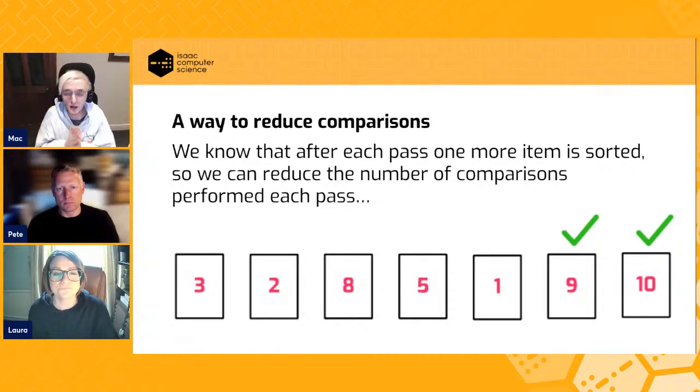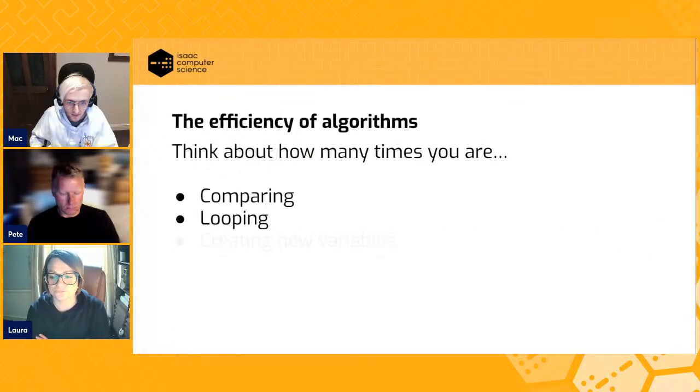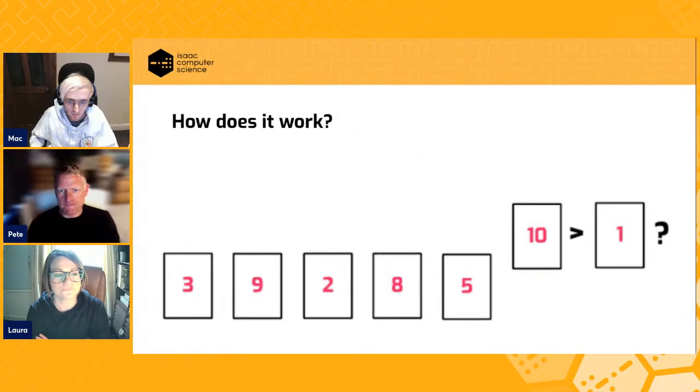Cool. So ignore the text on here for now. When we are going through our list, when we're doing a comparison, here I'm comparing the 10 and the 1. And because the 10 is larger, I want to swap them.